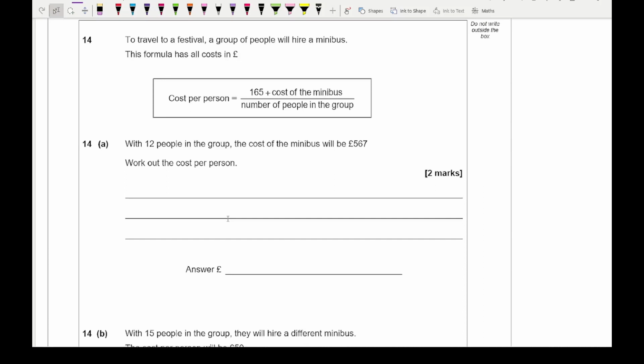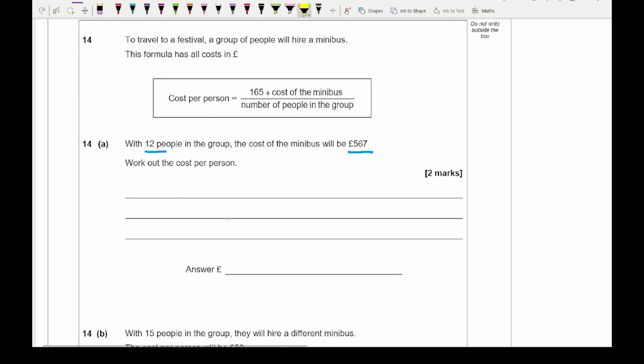This is the formula that has all the costs in pounds, and it says with 12 people in the group, the cost of the minibus is £567. Work out the cost per person. So what we need to do here is just use this information. So we know the number of people is 12, the total cost is 567.